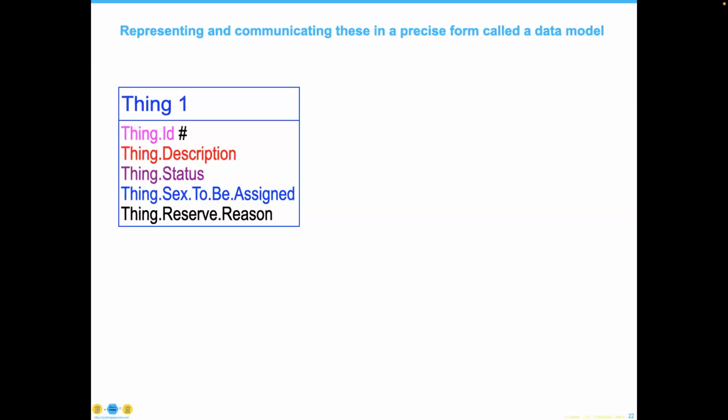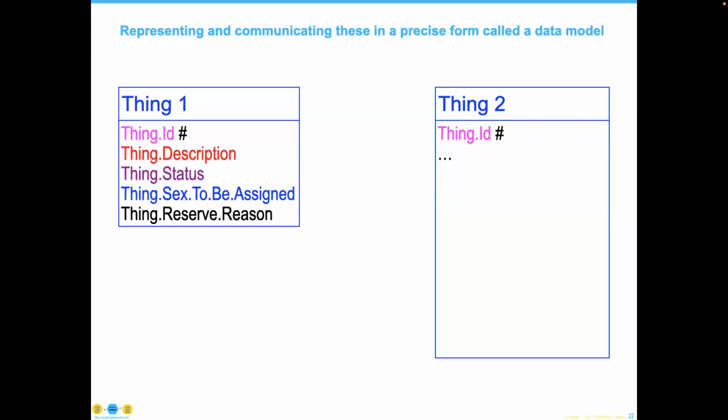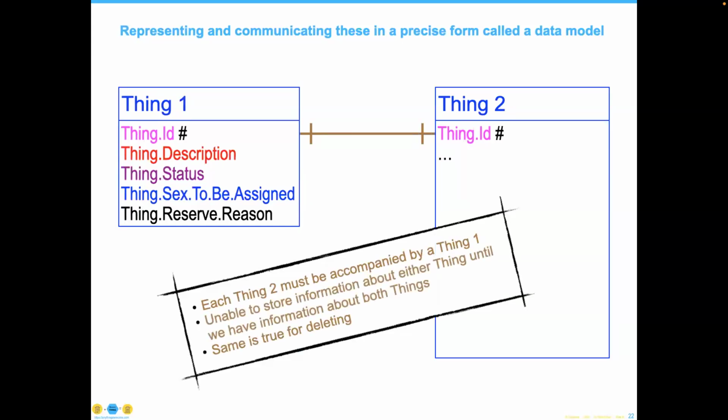Let's now communicate. Again, representing and communicating this. And it's just a little awkward. The English language isn't the best on this, but it represents both the process of doing the analysis and the result of that analysis. So here I have thing one and thing two, and I'm saying that there is a connection between them. That means that every thing one must be accompanied by a thing two. And more importantly, we're unable to store information about that thing until we have information about both things.